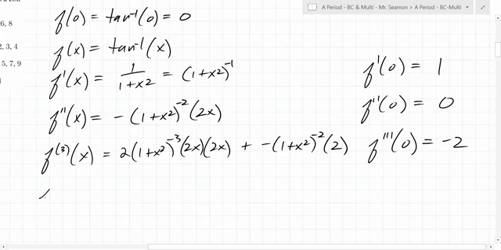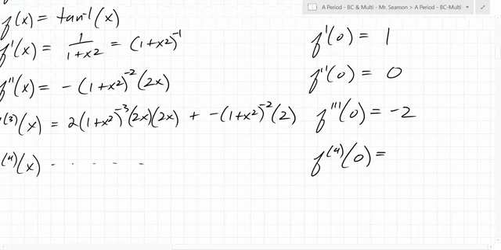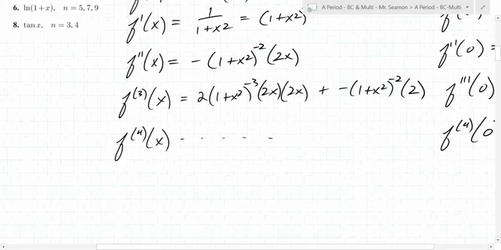Okay, so yeah, f4 of x. I'm not going to do it out, but can someone just tell me what the fourth derivative evaluated at 0 is? Who has an answer for that? 0. Who got 0? Raise your hand if you got 0. Okay, that's some good agreement right there.